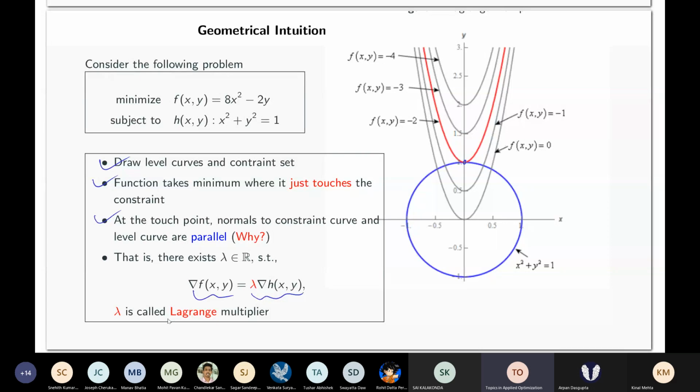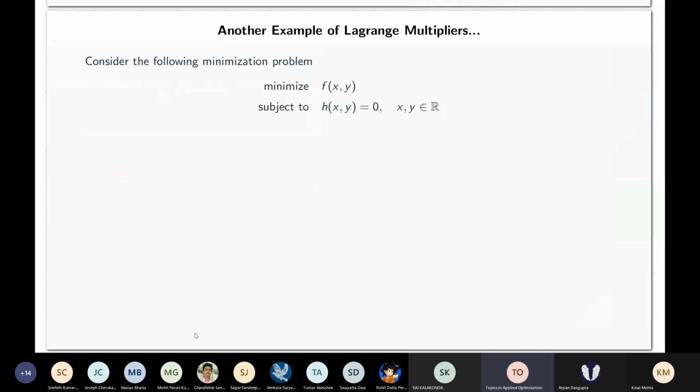Just to note here, lambda is called the Lagrange multiplier because Lagrange was the one who discovered this idea. This is the starting point of the duality theory, where you have already seen one method by which you can eliminate equality constraints by introducing a Lagrange multiplier.